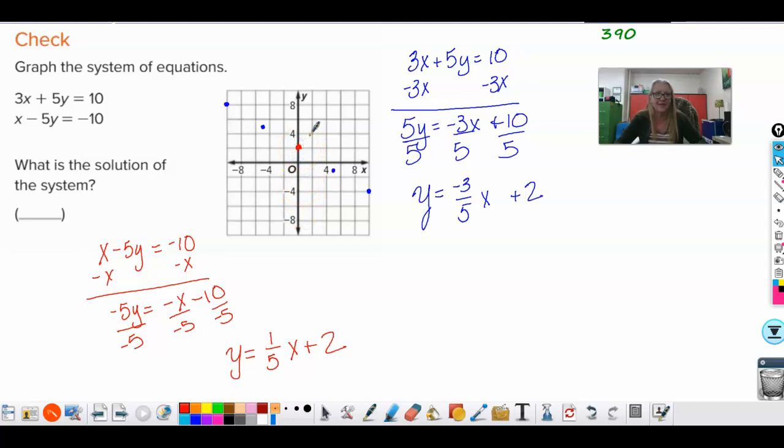Oh, boom. Check it out. I know what point solves them both. And the slope is positive 1/5. So we would go up 1, right 5. Or we could go down 1, left 5. But either way you slice it, the point of intersection is right there at 0, 2. The point where the two lines intersect.